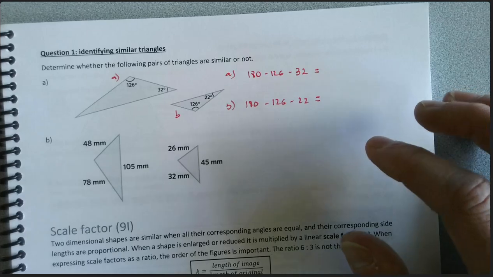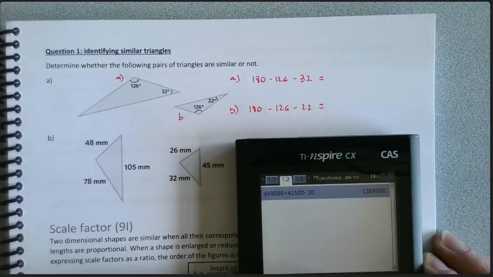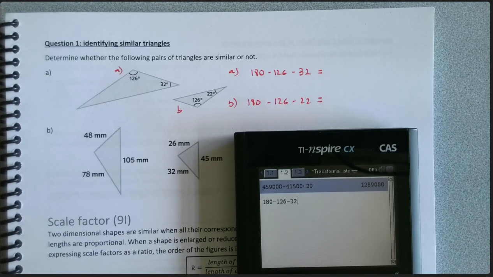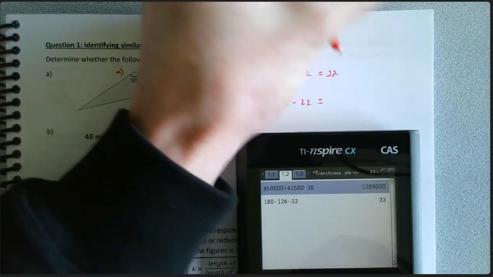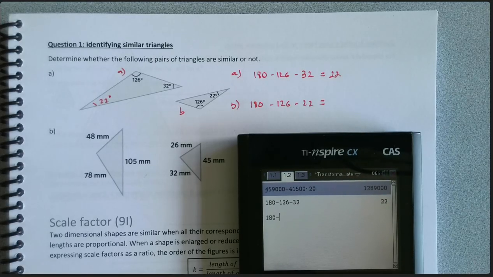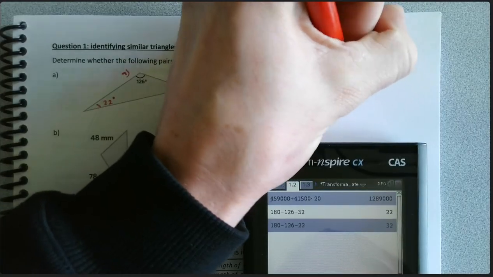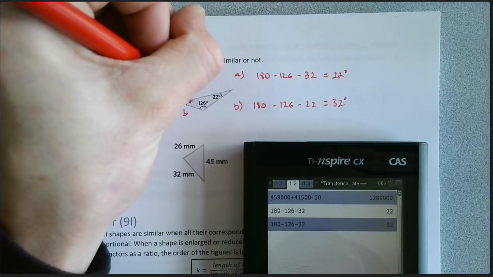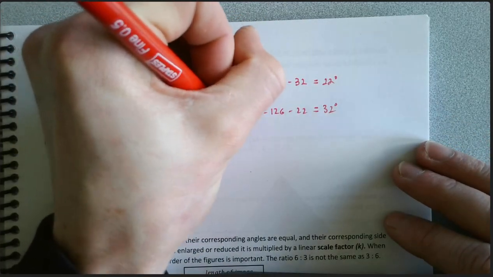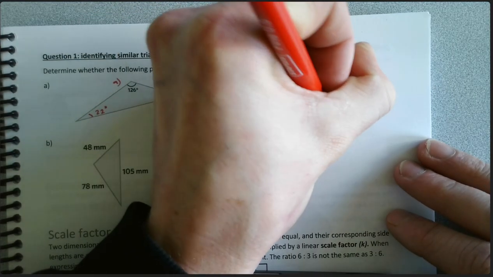I don't know if you guys have got calculators out. We'll just do it. In the situation where we're just using this, we're going to make it nice and easy. So 180, take 126, take 32, equals 22. So this one here would be 22 degrees. Then we would have 180, take 126, take 22, equals 32. All right, we can prove with angle. So the angle test proves these are similar.